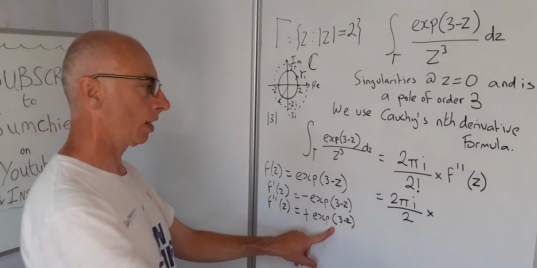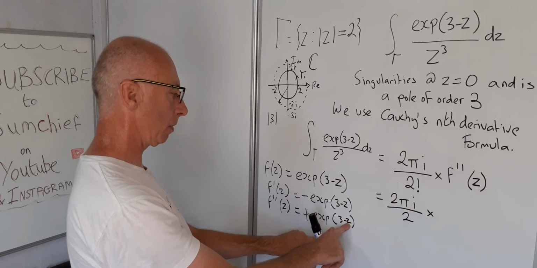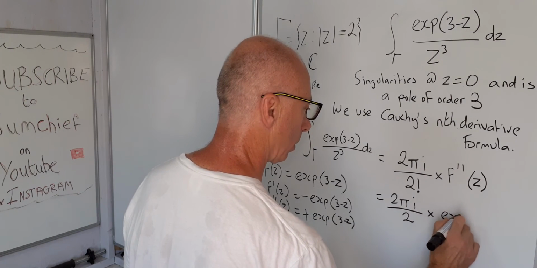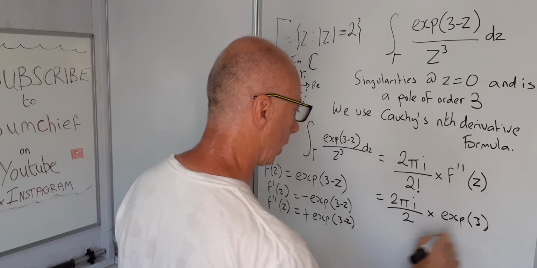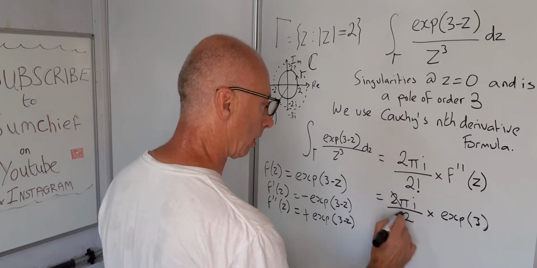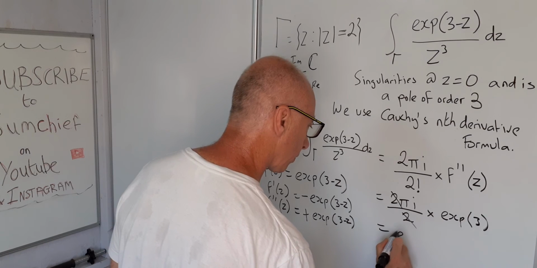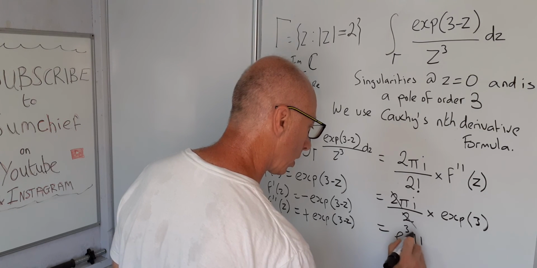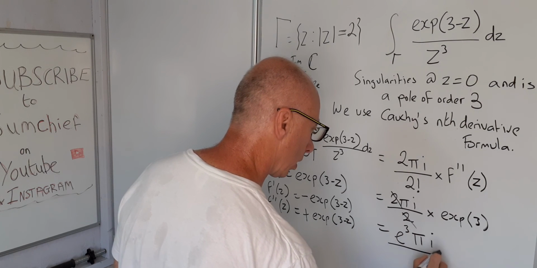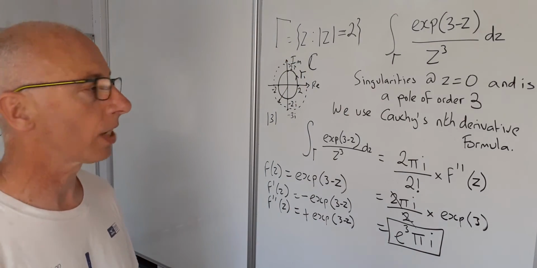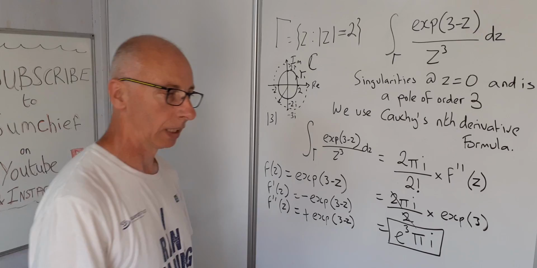So now the second derivative at 0: 3 minus 0 is just 3, so times exponential of 3. So that will equal, that one can cancel out, e to the 3 pi i. And that will give us our answer using Cauchy's nth derivative formula. Okay.